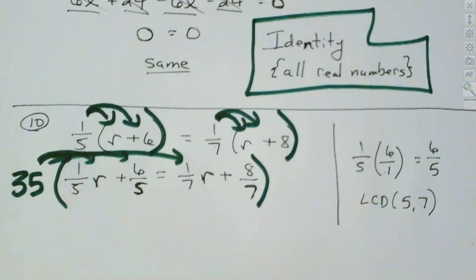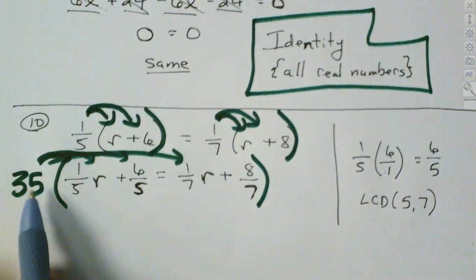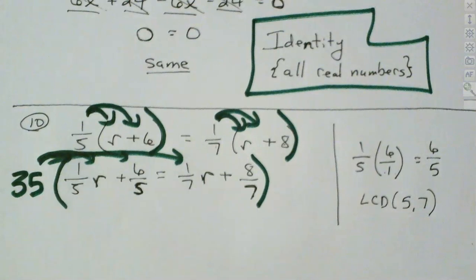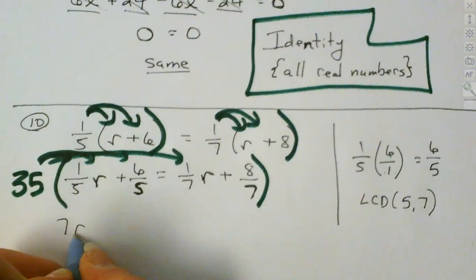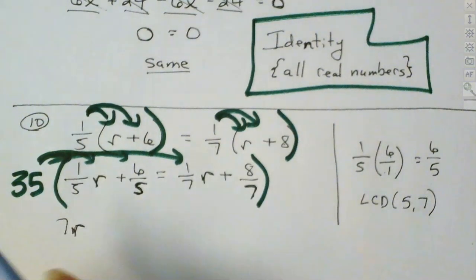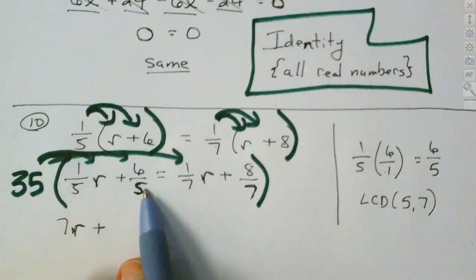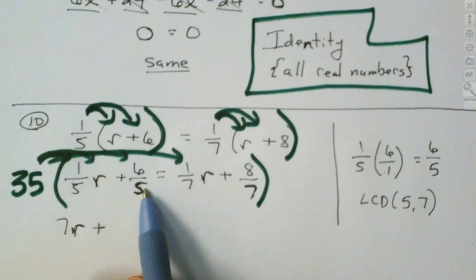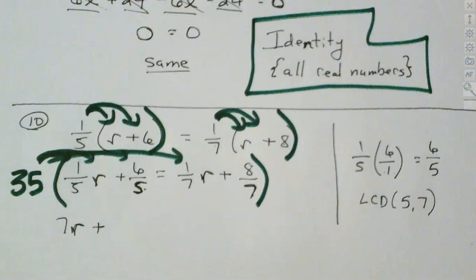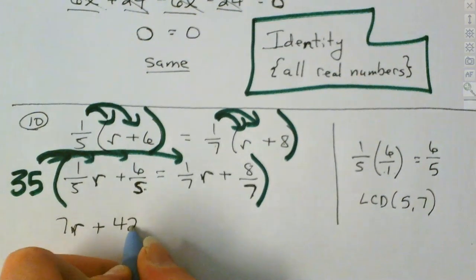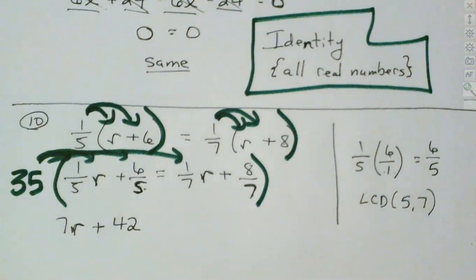And let's take our time. 35 divided by 5 is 7. Times 1 makes it a 7r, so we bring the r down with it. Next one, 35 divided by 5, that's a 7, okay? 7 times 6 makes it a 42. Divide, and then we multiply.